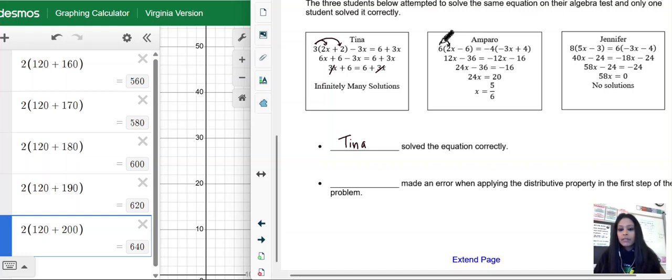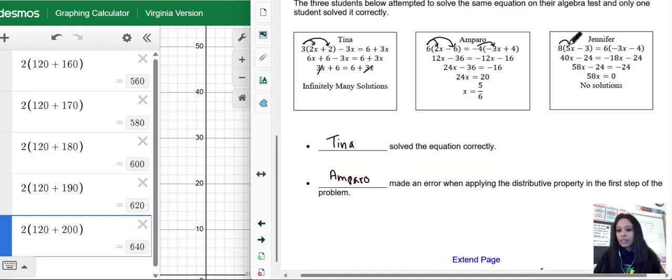All right, and then let's see what happens here. 6 times 2 is 12x. Negative 36, and then negative 4 times negative 3 is, all right, so here's a mistake. Negative 4 times negative 3 is positive 12. Okay, so made an error when applying the distributive property. Yeah, so Amparo made a mistake here. Okay, and then let's see what Jennifer did. So 40x, negative 24, that looks good. Negative 18, yes. Negative 24, that looks good.